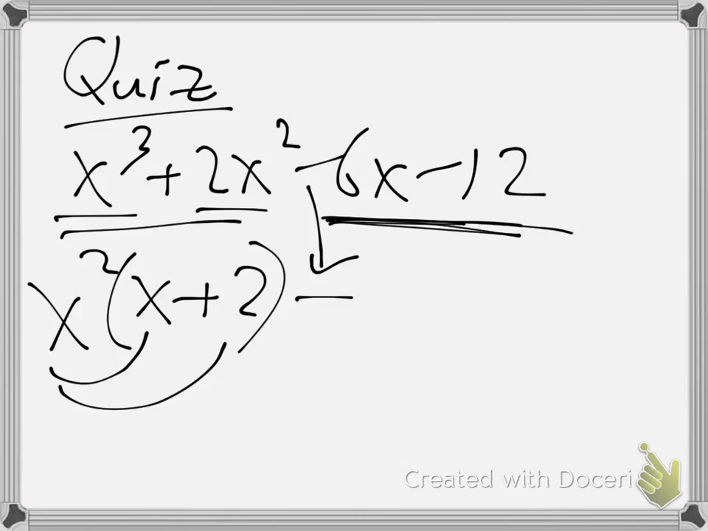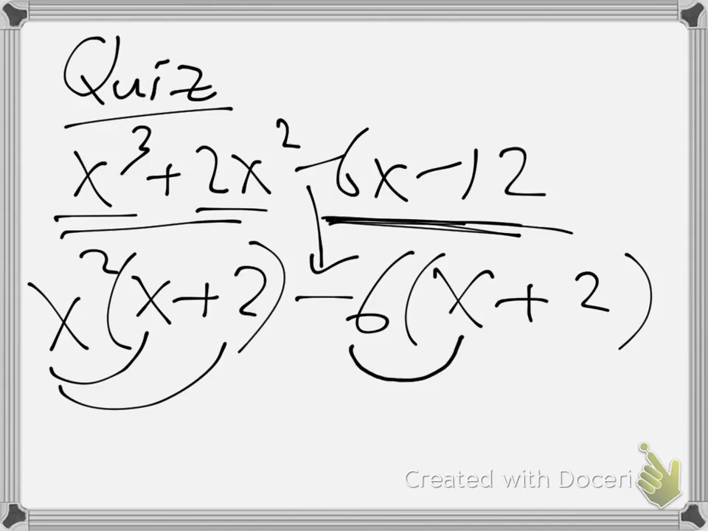Now you look at just the back two. What goes into 6x and 12? What do they have in common, just those two? 6 goes into both of them. How do you know what goes in the parentheses? Remember, it's always going to match. Don't even think about it. It's got to be the same as the other parenthesis, x plus 2. Let's double check to make sure that's right. Negative 6 times x, is that negative 6x? Yeah. Negative 6 times plus 2, is that negative 12? Yeah. Now we're almost done.